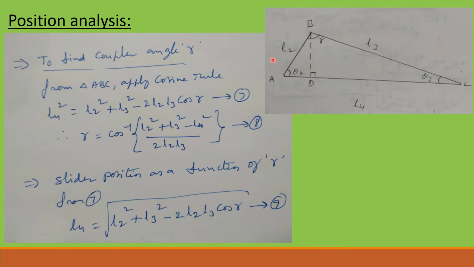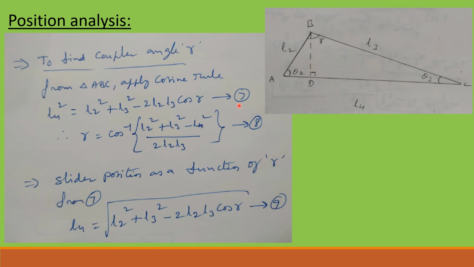Now let us see how to find angle gamma. So from this triangle ABC, let us apply cosine rule. L4 square equal to L2 square plus L3 square minus 2L2 L3 cos gamma. Let us call that equation 7. From this equation 7 we can find gamma. Gamma equal to cos inverse of L2 square plus L3 square minus L4 square divided by 2L2 L3. Let us call that equation number 8.